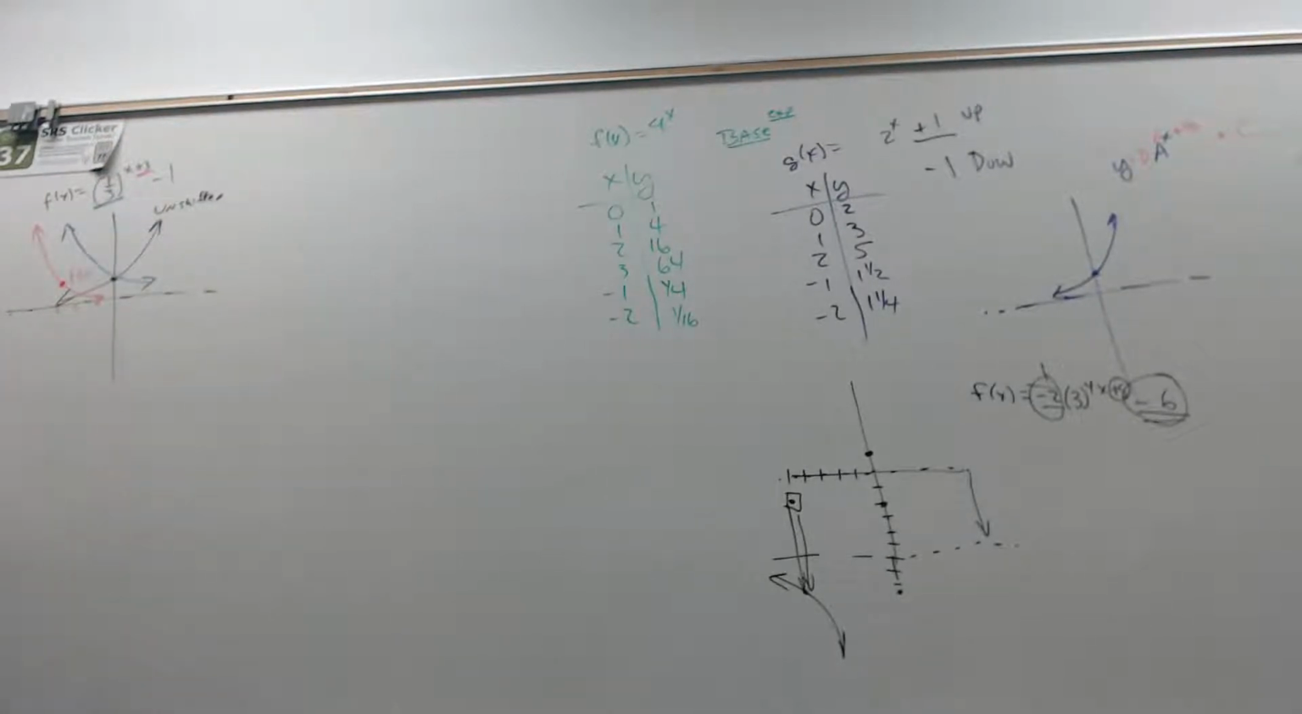Right. Now, purple, good thing I got 5 colors today. What does the -1 do to me? Move it down 1. It's gonna move it down 1. So now I'm here. My asymptote has also moved down 1. And it looks just like this.